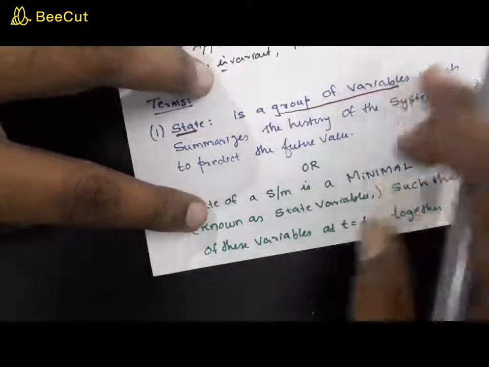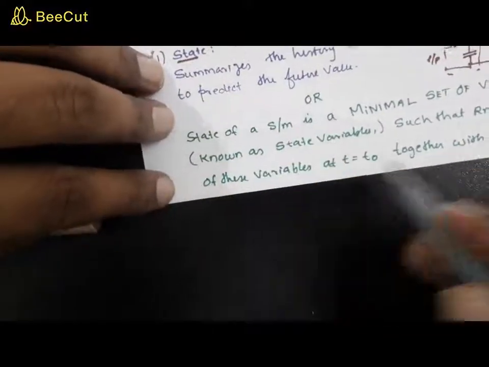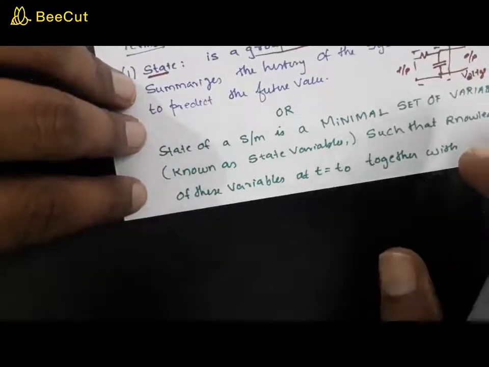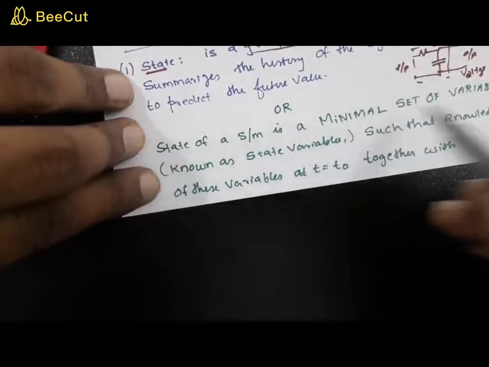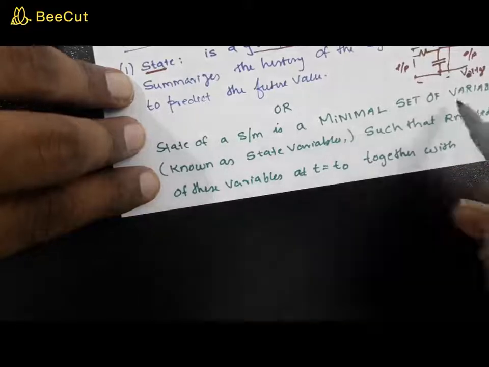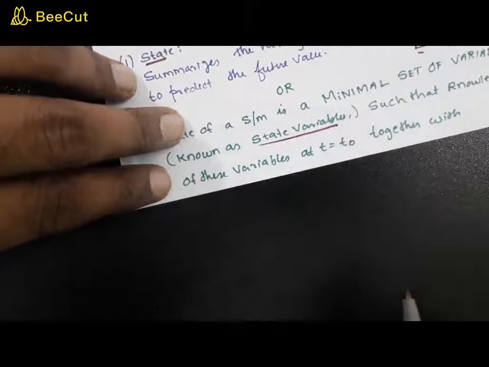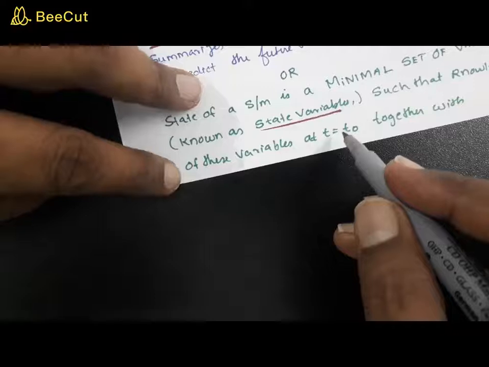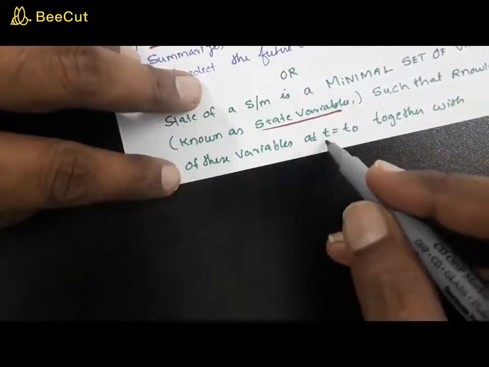So this is just a layman definition, and to be more technical, this is the technical definition. You need to study it by heart. The state of a system is a minimal set of variables. As in this case, you have the capacitor voltage, a minimum set of variables known as the state variables, such that the knowledge of these variables at t equal to 0.